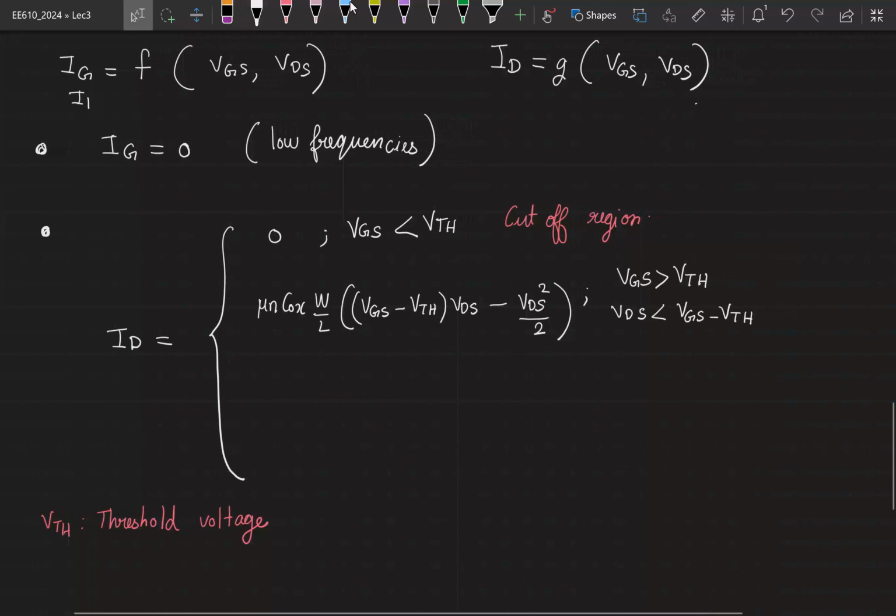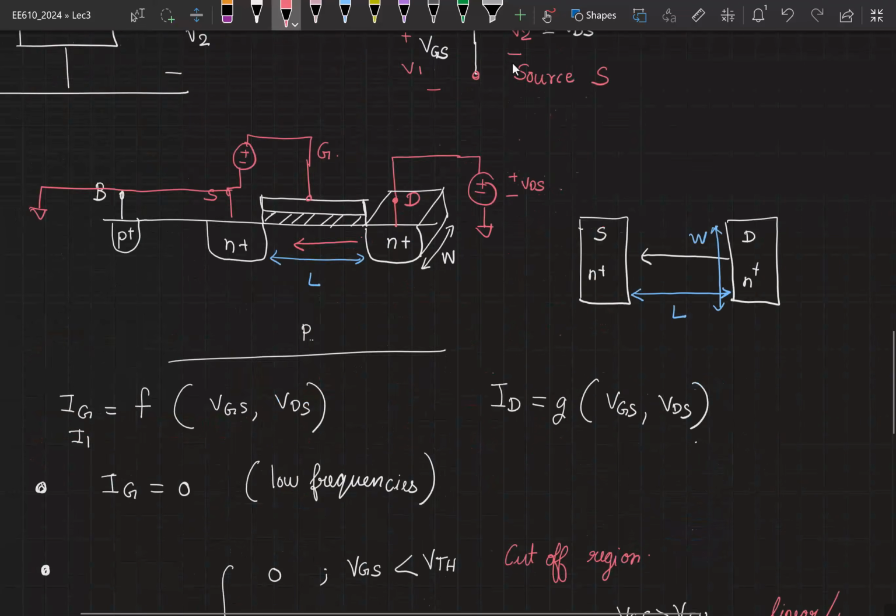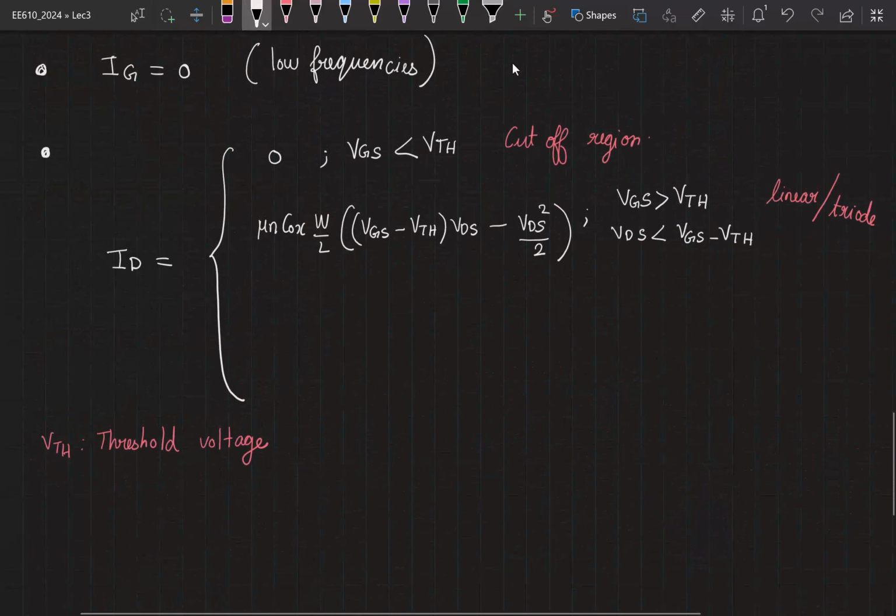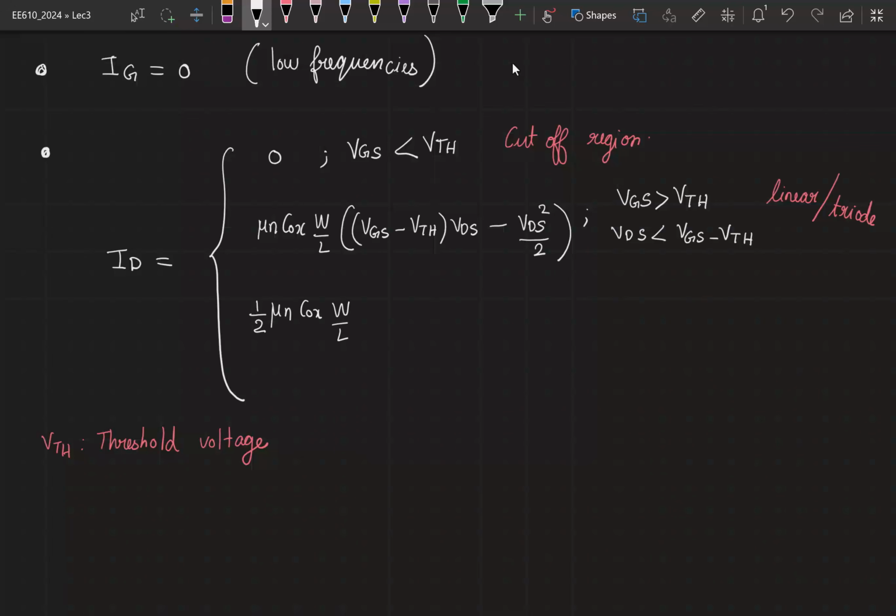What is this region called? This is called the linear or triode region. And finally, ID can be equal to mu n COX W by L into (VGS minus VTH) the whole square. When is this true? This is true in the saturation region. In other words, the biasing conditions are that VGS has to be greater than VTH and VDS has to be greater than VGS minus VTH. This is called the saturation region.